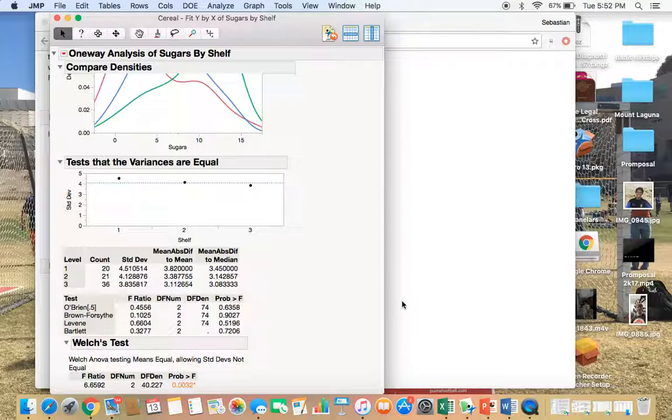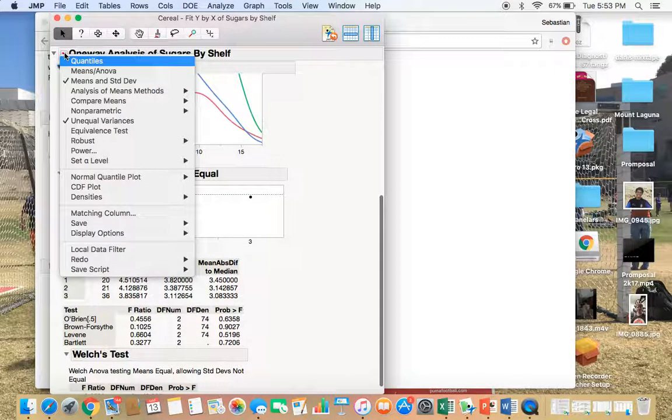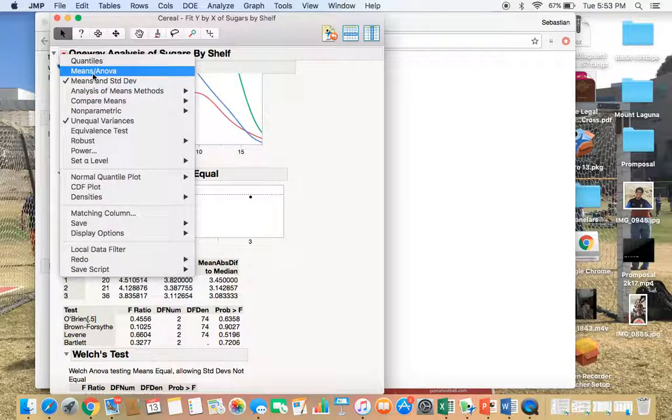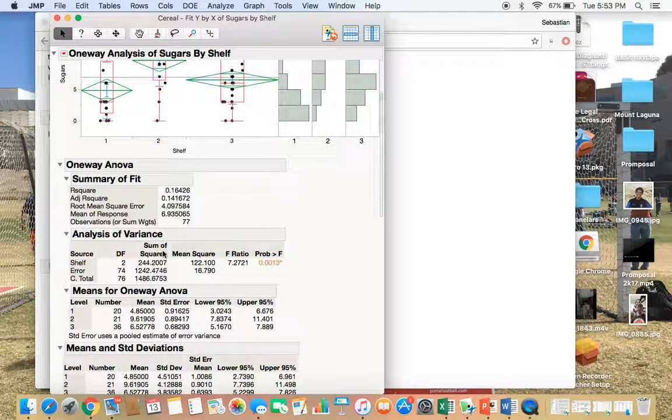So that's part B. Part C asks, what does the ANOVA table say about the null hypothesis? Since our data has equal variances, we use the p-value under the ANOVA table, or analysis of variance, to get the p-value. So we go to the hotspot, means, and ANOVA. This is where we'll get our p-value. Select that.